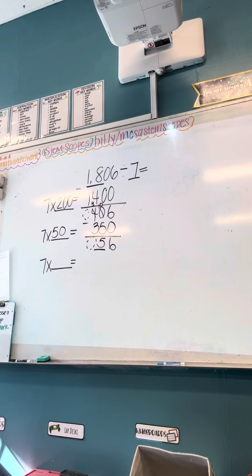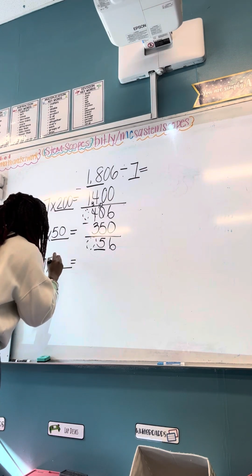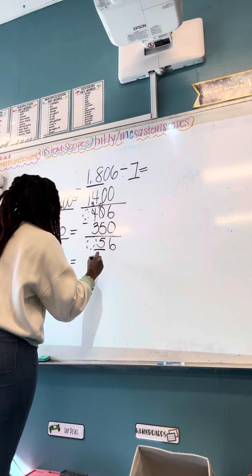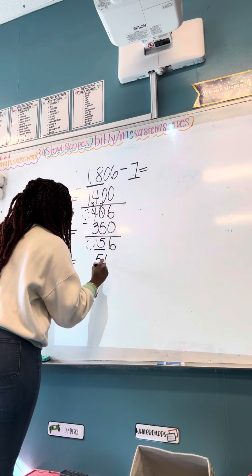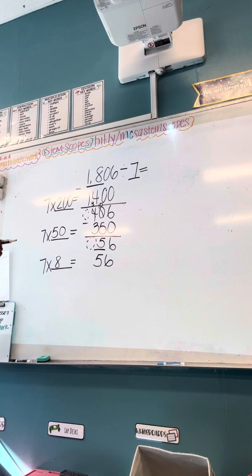Nia. 8. No, 7 times 8. Oh my gosh, say silly, Miss Michael. Silly. All right, she's correct. 7 times 8. All right, 7 times 8 equals what, class? 56. I'm sorry, 56.